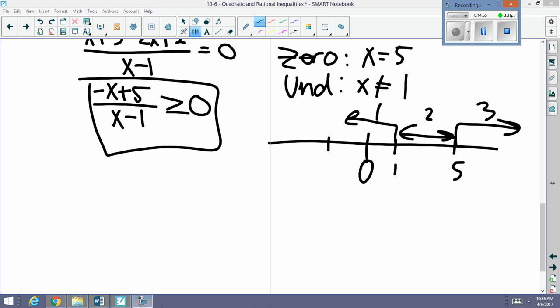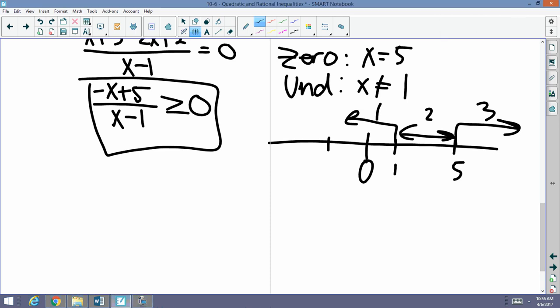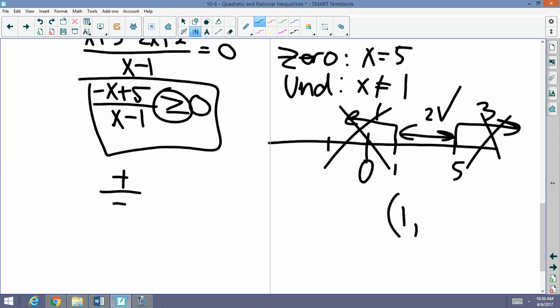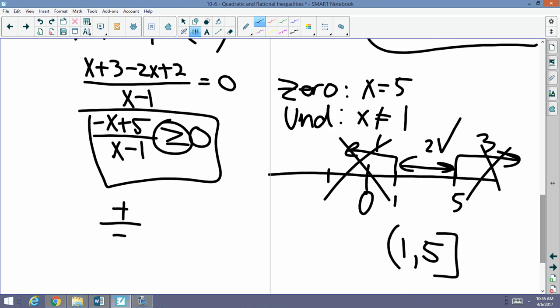So test interval 1, let's check 0. If I put 0 here, 0 plus 5, we got a positive up there. 0 minus 1, we got a negative. What's a positive times a negative? Negative. So is negative greater than 0? This is why you never use the greater or less than. This did not work. That does. My solution is between 1 and 5, with a bracket on 5. Do you see why you don't use the trick now? Promise me?